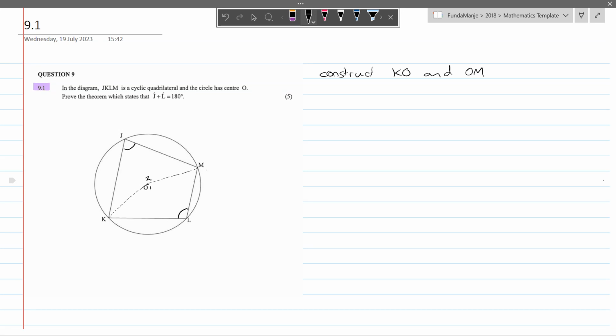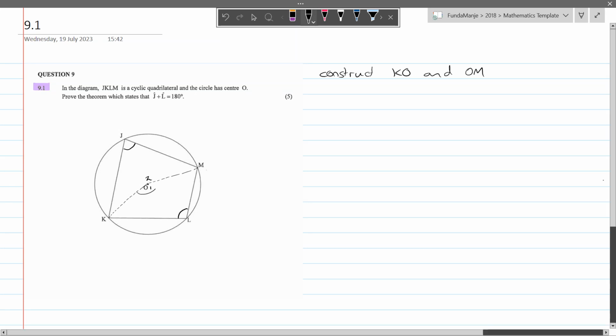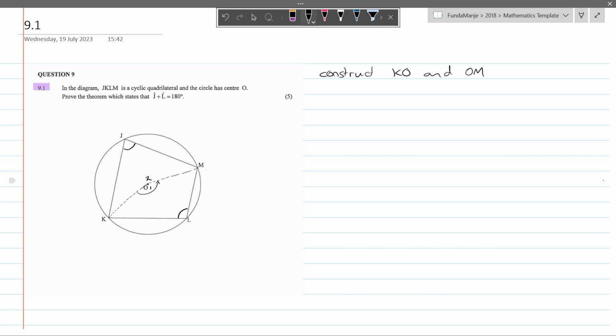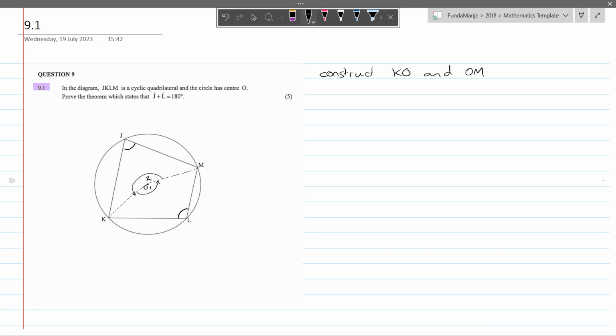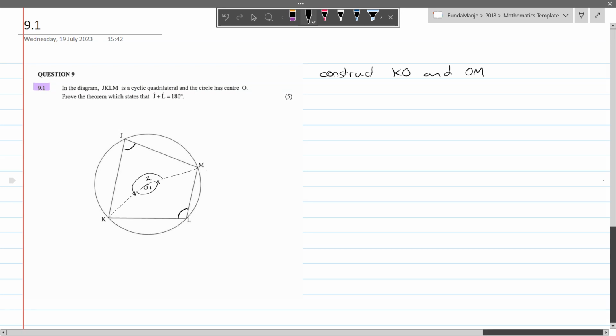Then, as you can see from this, KOM forms an angle here at O1. We also form an angle here at O2. And depending on the way you look at it, O1 would be the angle at the center for J. So we are going to apply the theorem of the angle at the center is twice the angle at the circumference. To prove one theorem, we need to borrow the application of the other.